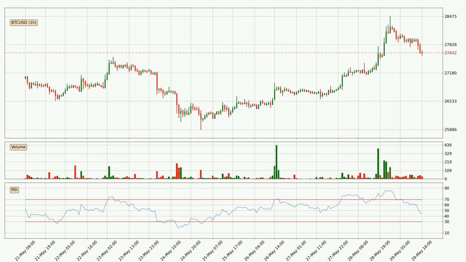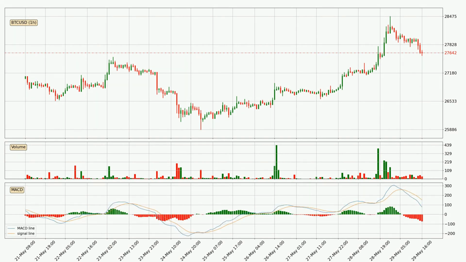Jumping to the hourly relative strength index, the current hourly RSI is at 45, so it doesn't show signs of overbought or oversold conditions at this point. Jumping to the hourly MACD, the MACD line is below the signal line, which shows that the current trend is on the downside. The MACD histogram shows that the momentum is currently strong and it could be expected the price to go further to the downside.